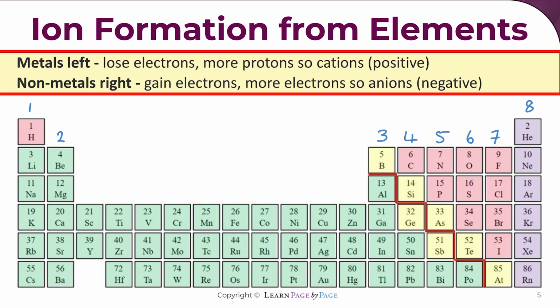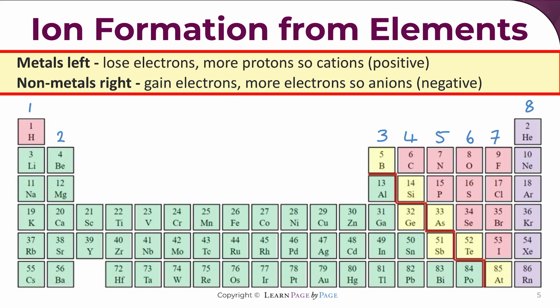When we talk about how ions form from elements, the periodic table isn't just a list of elements, it's actually a map of behaviour. And once we understand how to read it, we can predict whether an element will form an ion, what charge the ion will have, and whether it's likely to lose or gain electrons.